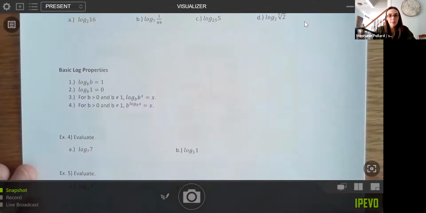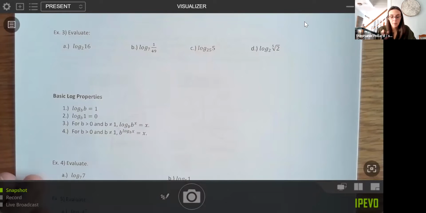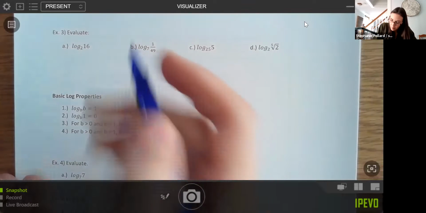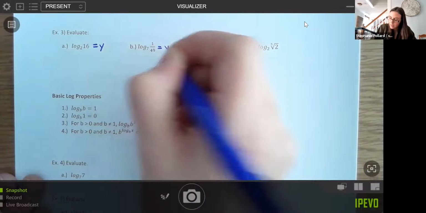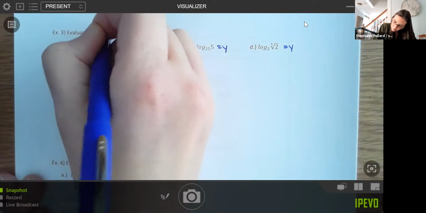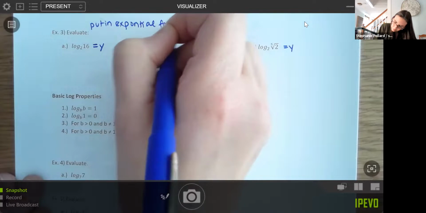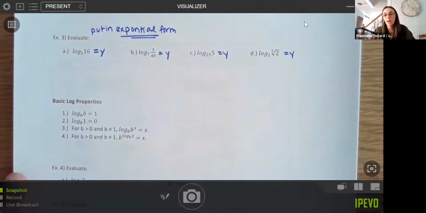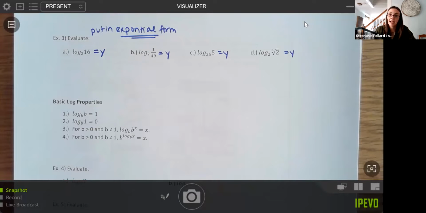All right, let's do a couple more examples here. Okay. Now, when you're evaluating logs, the most helpful thing I think to start is to set it up with equals y, equals x, whatever you want to call your variable on the other side. So that way you can put it into the exponential form. For us, it's really difficult to understand logs, but it's easy to understand exponentials. We've been working with them before. We've worked with exponents for a really long time. So when you're trying to evaluate or solve for logs, it's often easiest to change it to the exponential form.